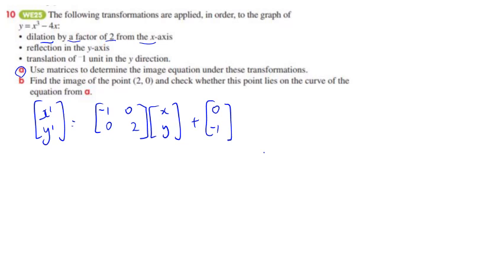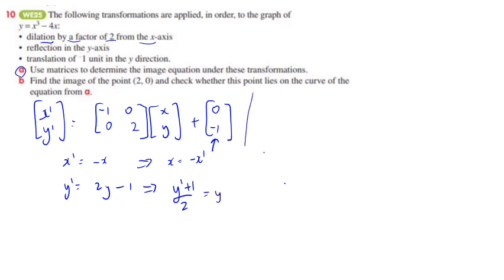The next thing we have to do now is unpack it a little bit. So if I was to expand my matrix, I should get x dash is equal to negative x plus 0, which was just negative x, isn't it? Then I'm going to get y dash is equal to 2y minus the 1 which was there. Okay, in order to work out what the new equation is going to be, I'm going to need to rearrange both of these first. So I'm going to get x is equal to negative x dash. Here, when I rearrange, a little bit more involved, isn't it? I'm going to do y dash plus 1 all over 2 is equal to y.